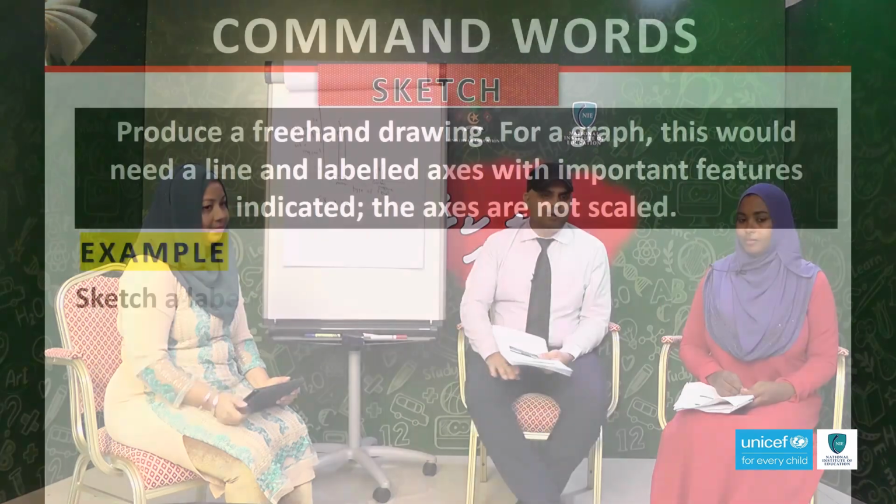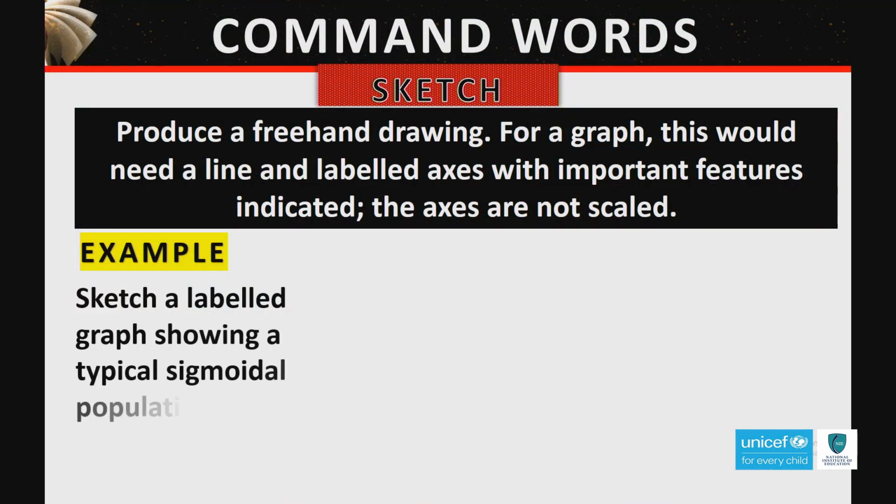Next command word that we have chosen is sketch. This is actually very easy. You have to just label the axis and no need of scale for this one, and it should be a freehand curve that you're going to draw. Draw the x-axis, draw the y-axis, and plot it with a freehand curve and label that curve. No need to scale, but you have to label the axis as well.